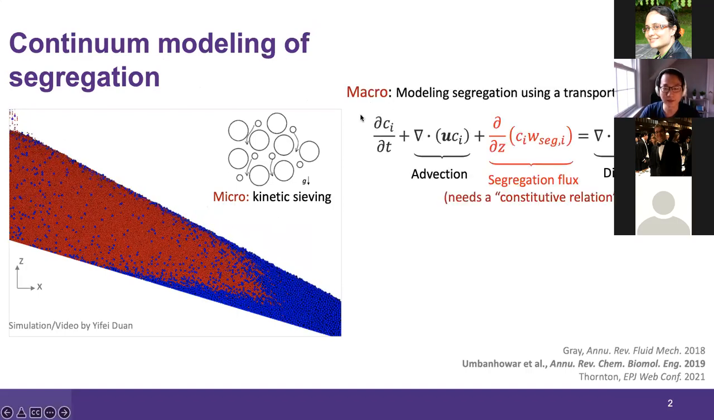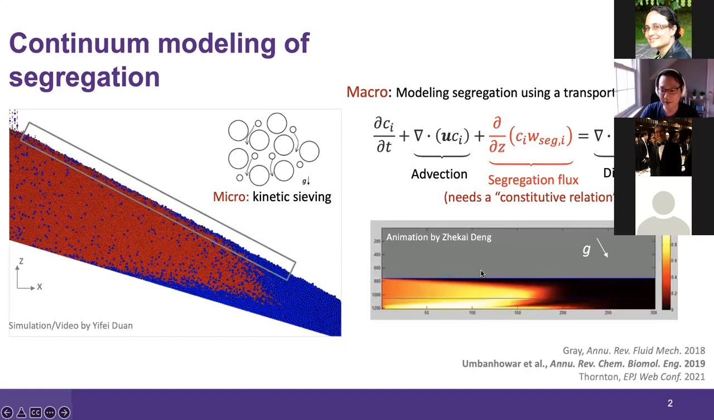In order to model this at the continuum level, one of the very common approaches is to use this transport equation, where we describe the evolution of the concentration C with different mechanisms such as advection, segregation flux, and diffusion. Here the advection and diffusion are pretty standard for any transport problem, but the special thing about segregation is the segregation flux model, where we need some sort of constitutive relation to describe how the segregation velocity depends on different conditions.